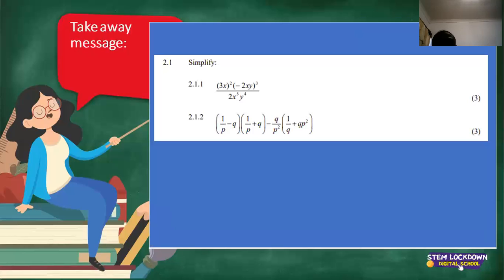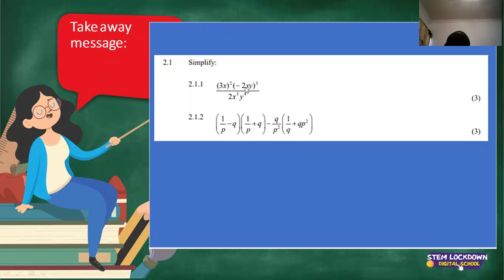So let's see the last example for today. Simplify the expression (3x squared times minus 2xy) all to the power of 3, over 2x to the power 5 y to the power 4. When you have questions like this, you simply distribute. You distribute the 2 on the x and on the 3, and the 3 on the y, on the x, and on the minus 2. That will give you 9x squared and negative 8x cubed y cubed.